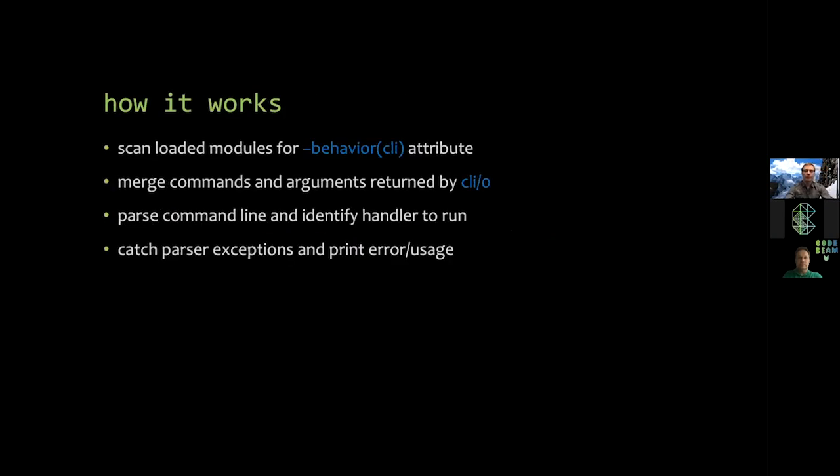How it all works. When CLI run is invoked, it scans loaded modules for behavior CLI attribute. Then it merges all commands and arguments that were returned by CLI. And then it parses command line and identifies handler to run. And if something wrong happens, it just catches exceptions and prints some error or usage information.